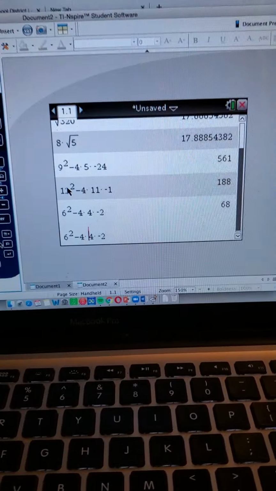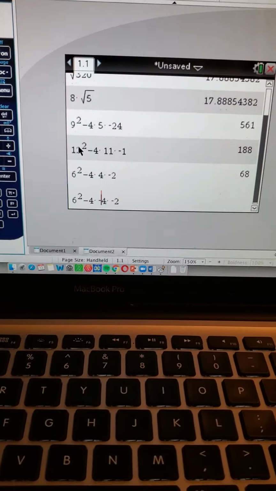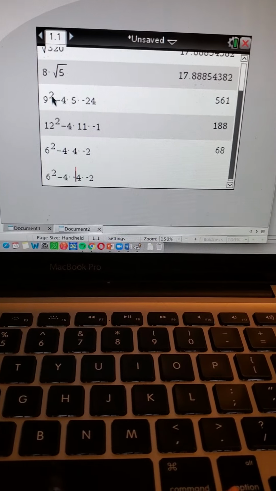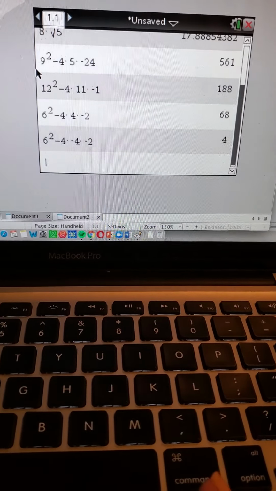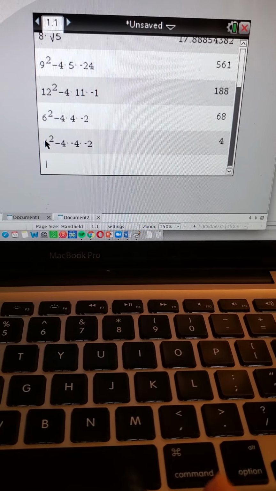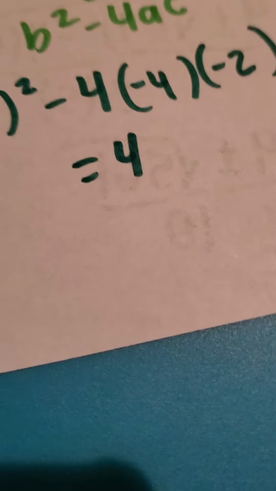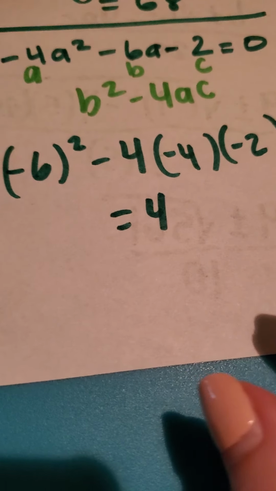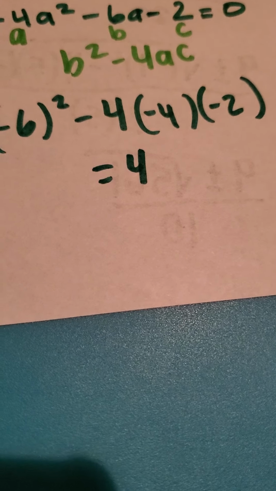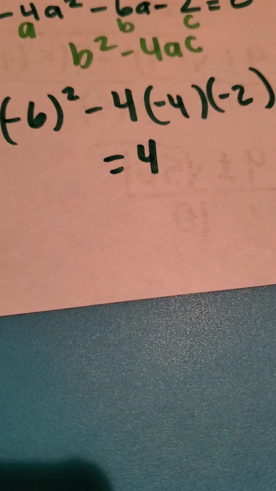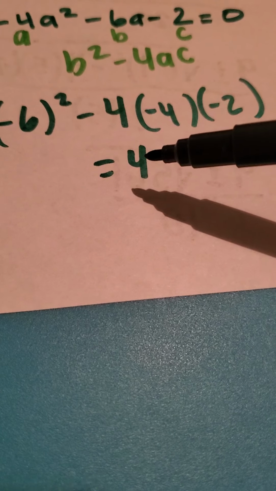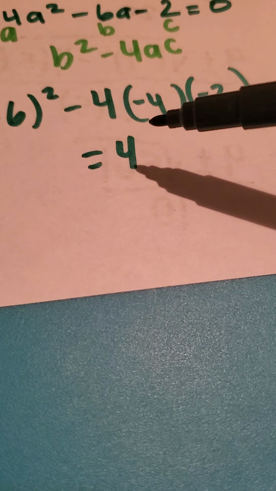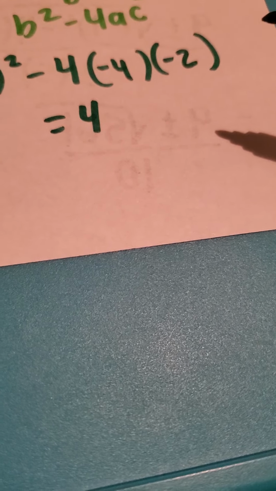So I have that here. 6 squared minus 4 times -4 times -2. And that answer is 4. So my discriminant is 4. And in your answer choices, there are 2 of those that have 4. One says 2 real solutions and one says 2 imaginary solutions. So since this number is positive, it is going to give 2 real solutions.